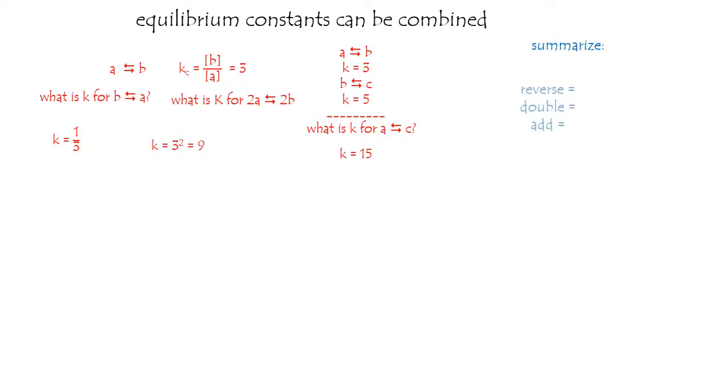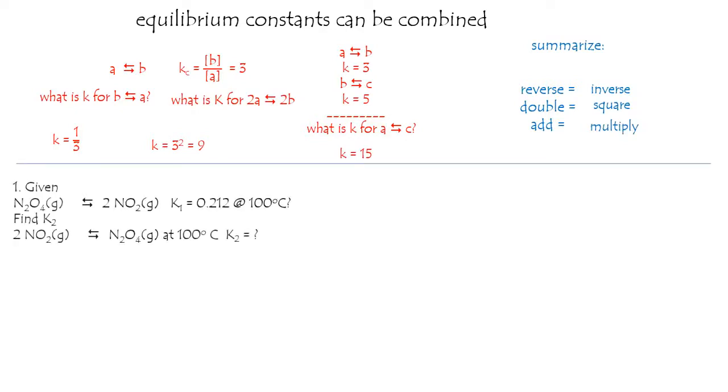To summarize, if you reverse a reaction, invert the K values. If you double a reaction, square the K values, and if you add reactions, multiply the K values. Let's do a few examples.